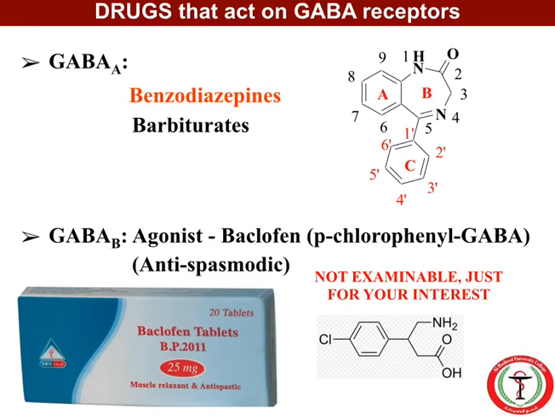The benzodiazepine structure is shown at the top, and barbiturates are examples of drugs that work on the GABA A receptor, while baclofen or parachlorophenyl GABA, which is an antispasmodic or agent that suppresses muscle spasms, is an example of drugs that work on the GABA B receptor.